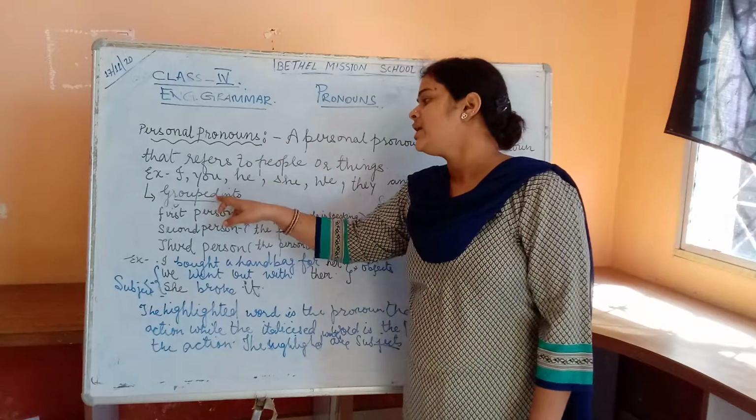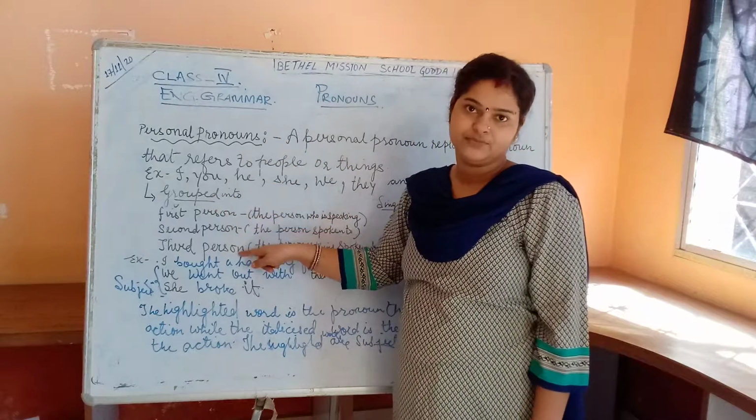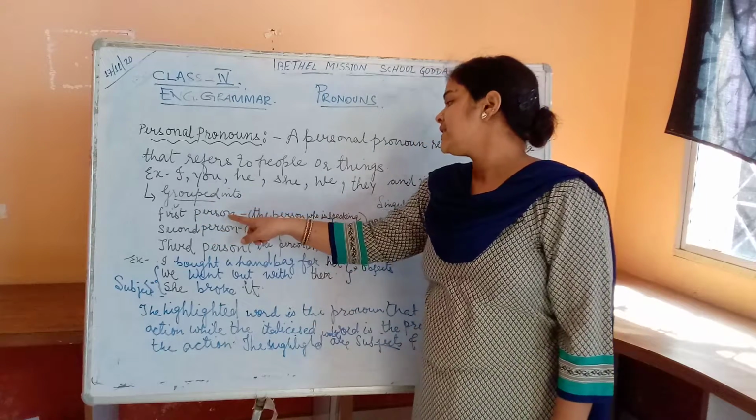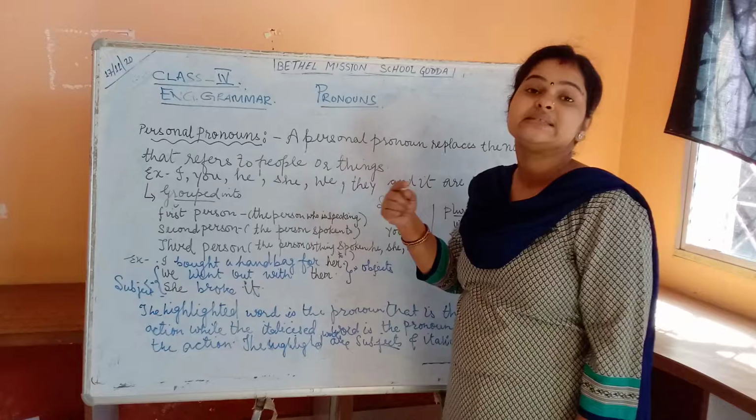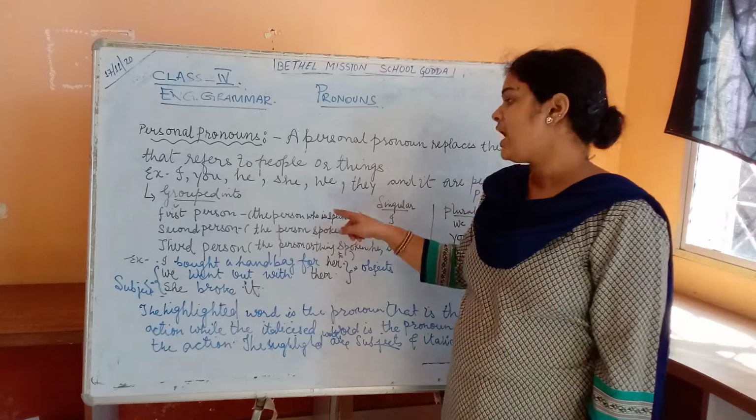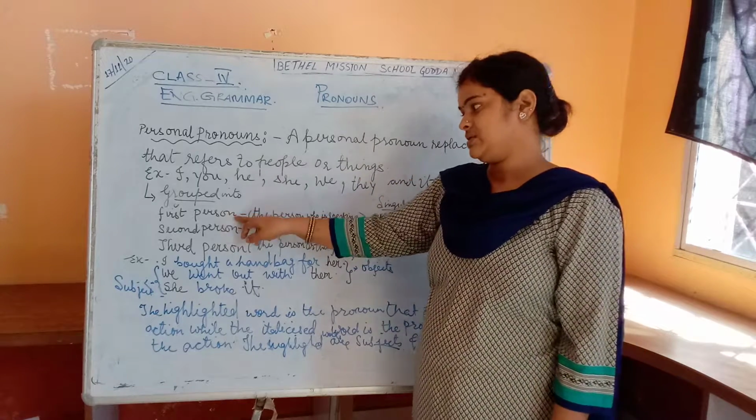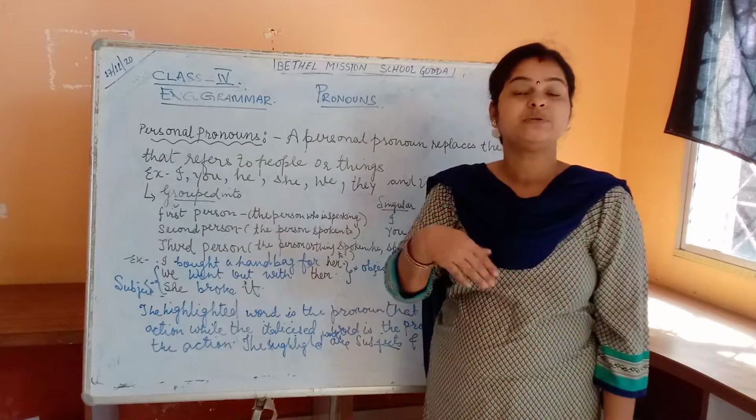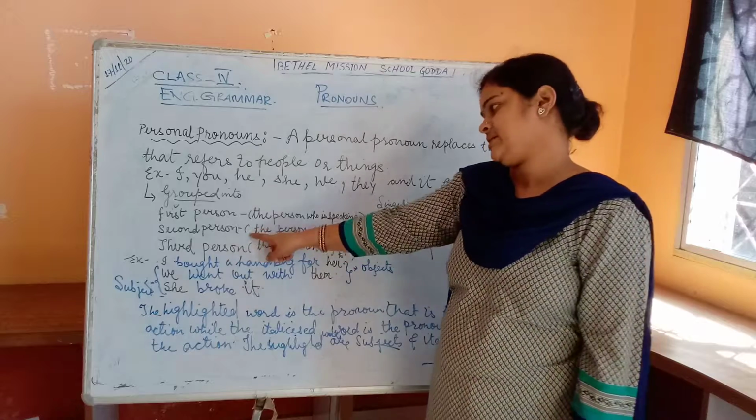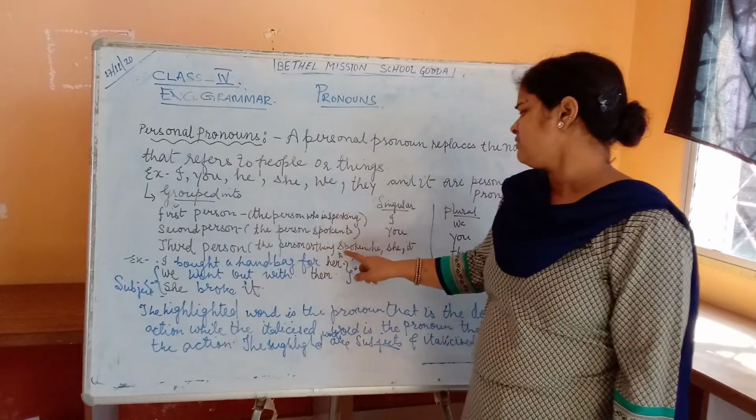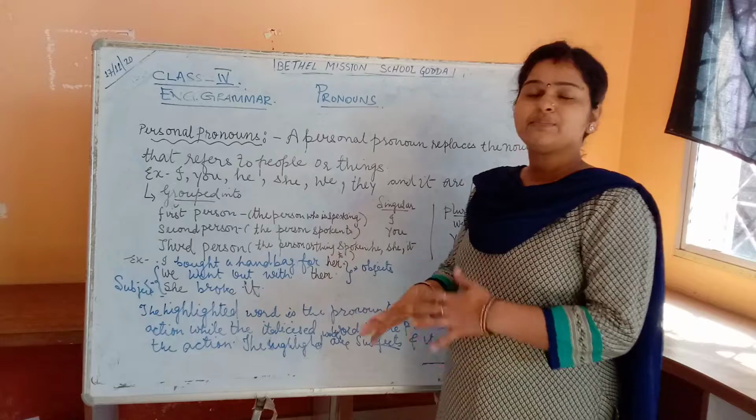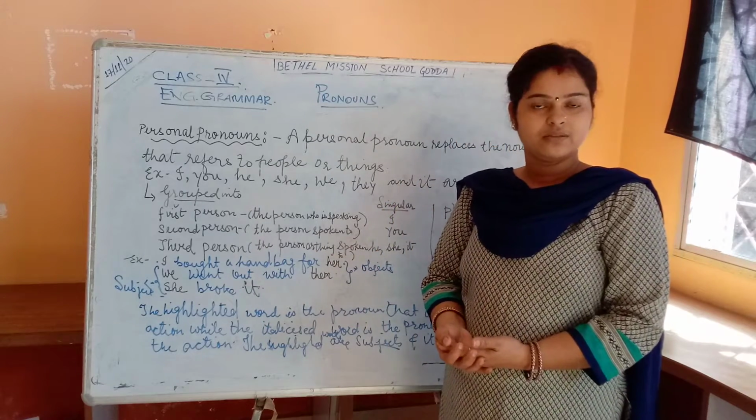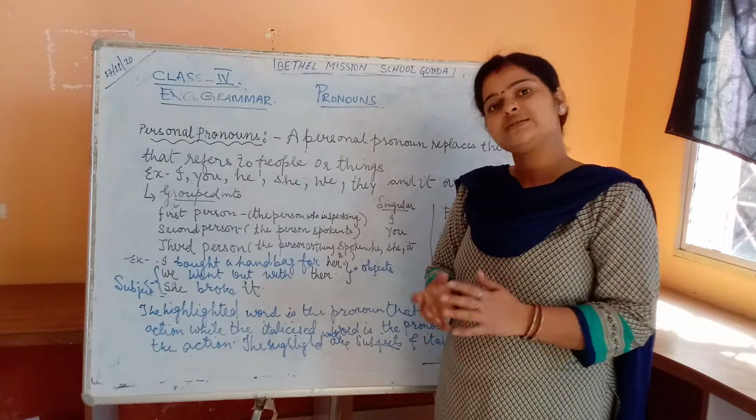Personal pronouns are grouped into three persons. First is the first person. What is the first person called? The person who is speaking. That means I am speaking right now, so I am the first person. The second person is the person who is spoken to. That means I am speaking to you, so you are the second person. The third person is the person or thing spoken about. The topic on which we are speaking is the third person.